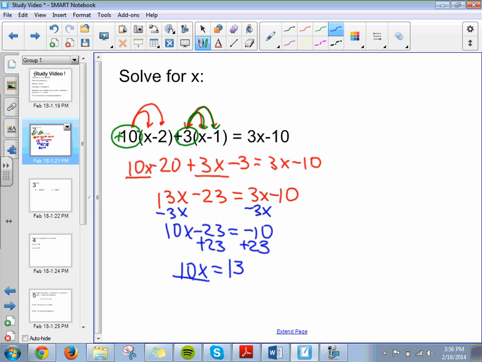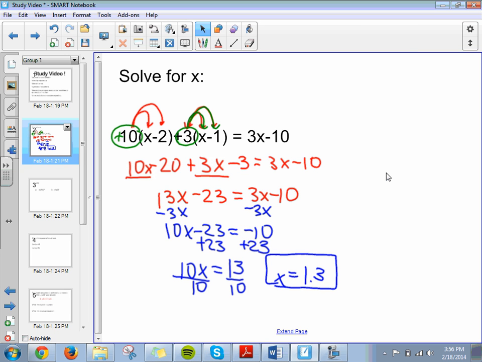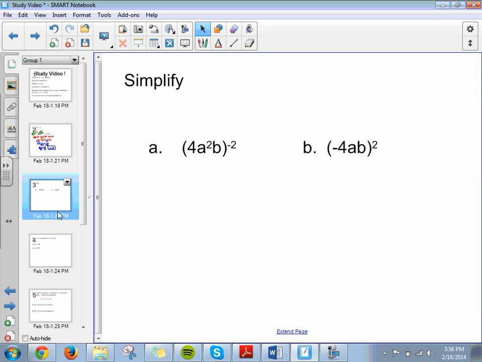We'll get 10x is equal to 13. Divide both sides by 10, and x is equal to 1.3. Nothing too tricky about that. Should be starting to feel like something we can do really well, something we can do very fast. So hopefully that one was a good review for you.